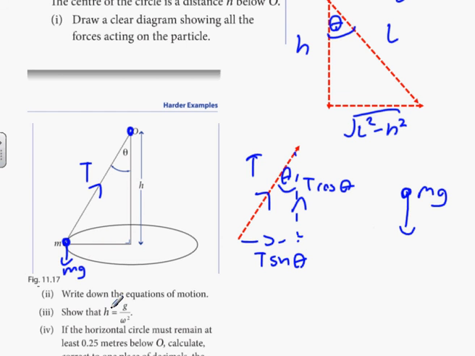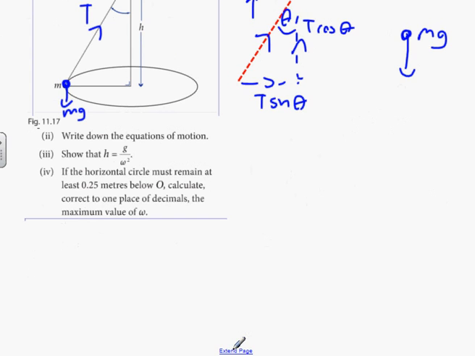Show that h equals g over omega squared. There's no reason why this question should be any different from our other questions. The only difference is it hasn't given us any numbers, but the theory is still the same. Forces up equals forces down.